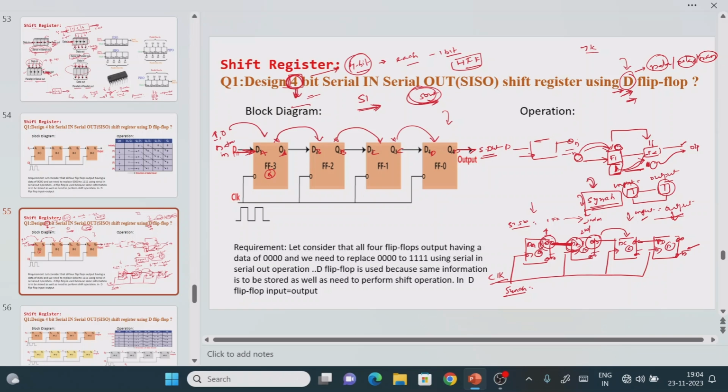Now what is the operation they are trying to implement? So serial in, serial out. Serial means like this, serial out means also like this. It means that shifting also in horizontal only. So here if you observe, shifting also in horizontal only.